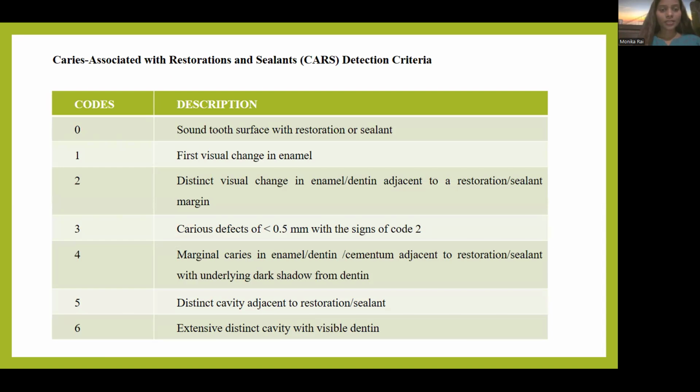So this is caries associated with restorations and sealants, caries detection criteria.